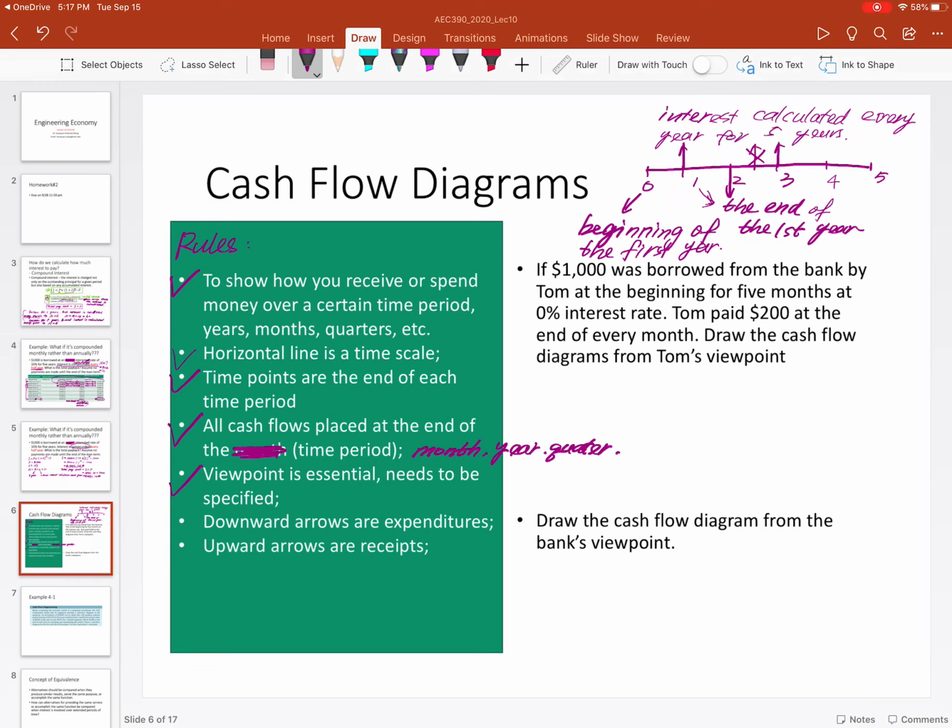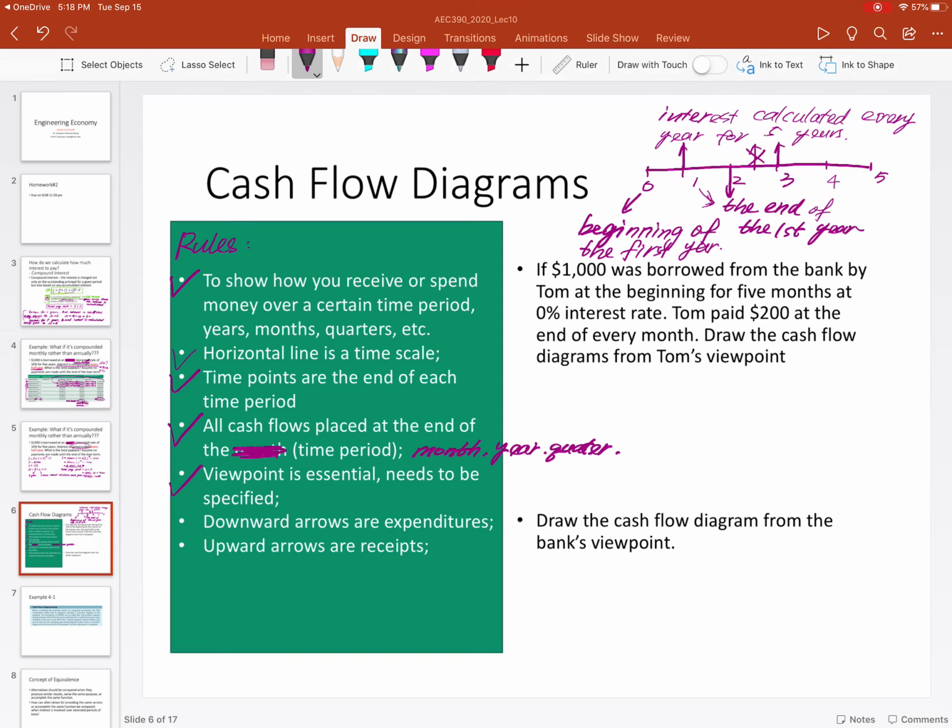Okay. And next rule is you always have a viewpoint for this cash flow diagram. You can look at the same cash flow from different perspectives or different viewpoints. For example, if you borrow money from the bank, then we have two perspectives to look at this cash flow. We can look at this from your point of view. So at the beginning, you borrow money from the bank. That money you borrowed will be your income. Okay, that will be the money you receive. You receive that money from the bank. Okay, and every month you can pay some money back, and then the payment will be your outflow cash.